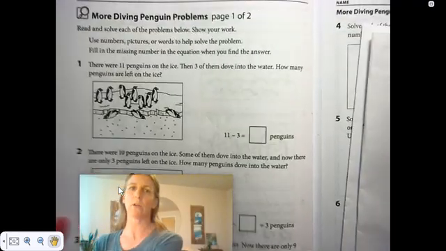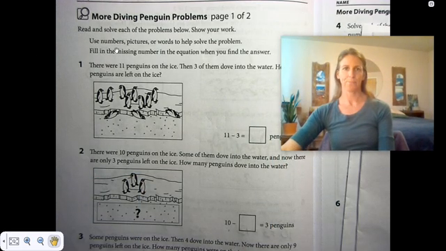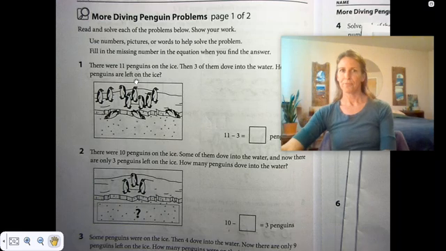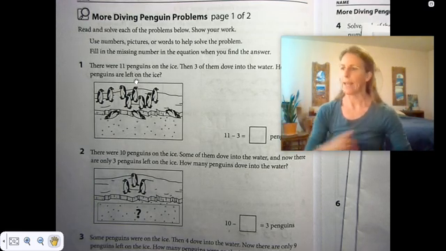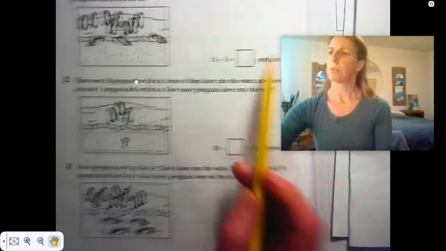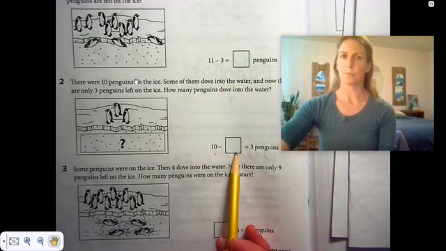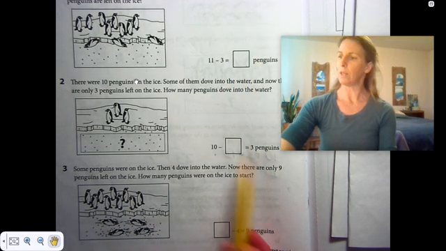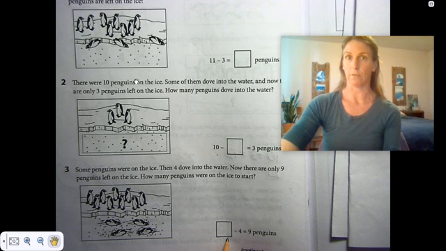Page 44 looks a lot like yesterday's work, but this time, those penguins are going to be diving in the water. They're going to be going away. That's why they're subtraction problems. And just like yesterday, sometimes you'll solve for the answer. Sometimes you'll solve for the number in the middle. And sometimes you'll solve for the number that's at the beginning of the equation.